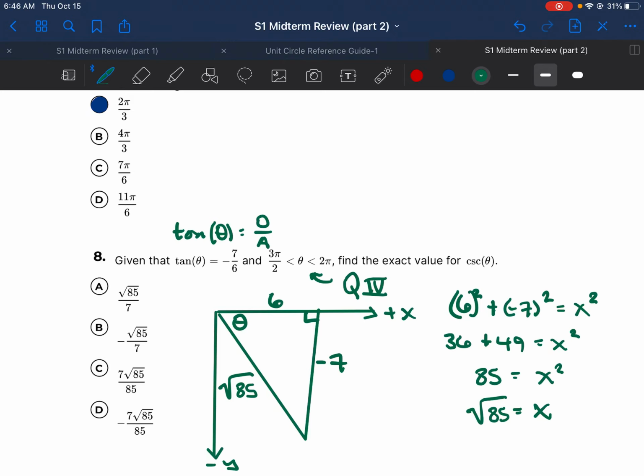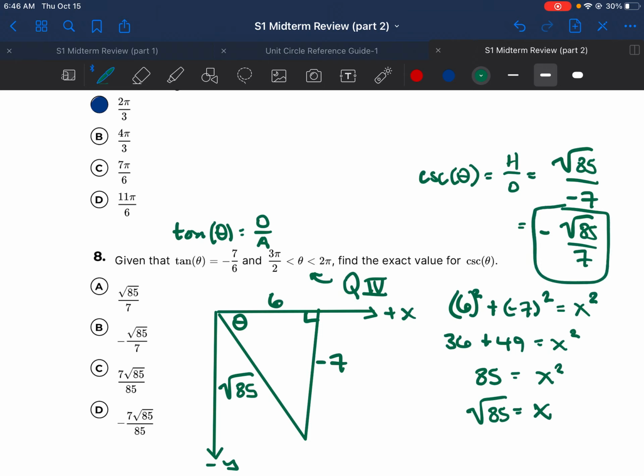So now that we have our triangle fully set up, we want to calculate the cosecant of theta, which is what we've been trying to do this whole time. We know cosecant is the reciprocal of sine. Sine is opposite over hypotenuse, so the reciprocal of that would be hypotenuse over opposite. Our hypotenuse is square root of 85, which we just found, and the opposite of theta is negative 7. So we have square root of 85 over negative 7. We take the negative from the bottom and move it to the outside: negative root 85 over 7, which is answer choice B.